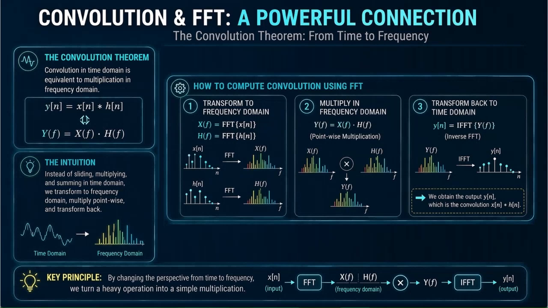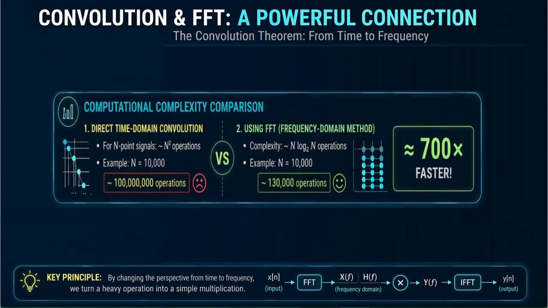Let's compare complexity. The direct computation is O(n) squared, and with FFT, O(n) log n. For example, for n equals 10,000, the direct method gives 100 million operations, and FFT gives 130,000 operations. That's about 700 times faster. This is why FFT is so powerful. It transforms a computational nightmare into a simple multiplication.